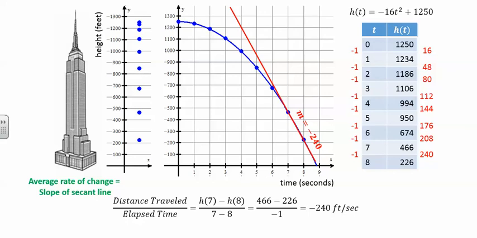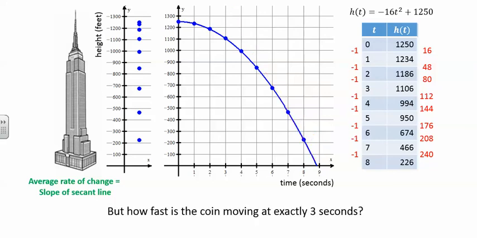Now, let's get back to our burning question. How fast was the coin moving at exactly 3 seconds? Well, let's look at it this way. If the slope of the secant line gave us the average rate of change, then the equivalent to the instantaneous rate of change would be the slope of the tangent line, as pictured here. The problem, as I mentioned earlier, is that the calculation of a slope requires two points, and here we only have one.